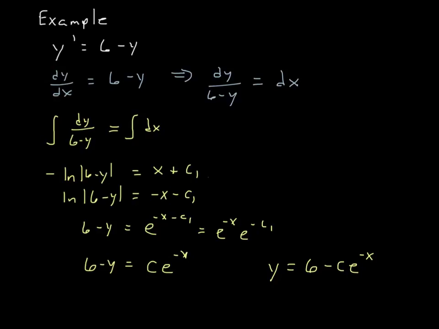Let's take a look at an example here and how this works. In this problem, what I have is that y prime is equal to 6 minus y. Well, the first thing I'm going to do is replace the y prime with dy dx. So I have dy dx equals 6 minus y. And now I want to separate the variables. So I want everything with an x on one side, everything with a y on the other.